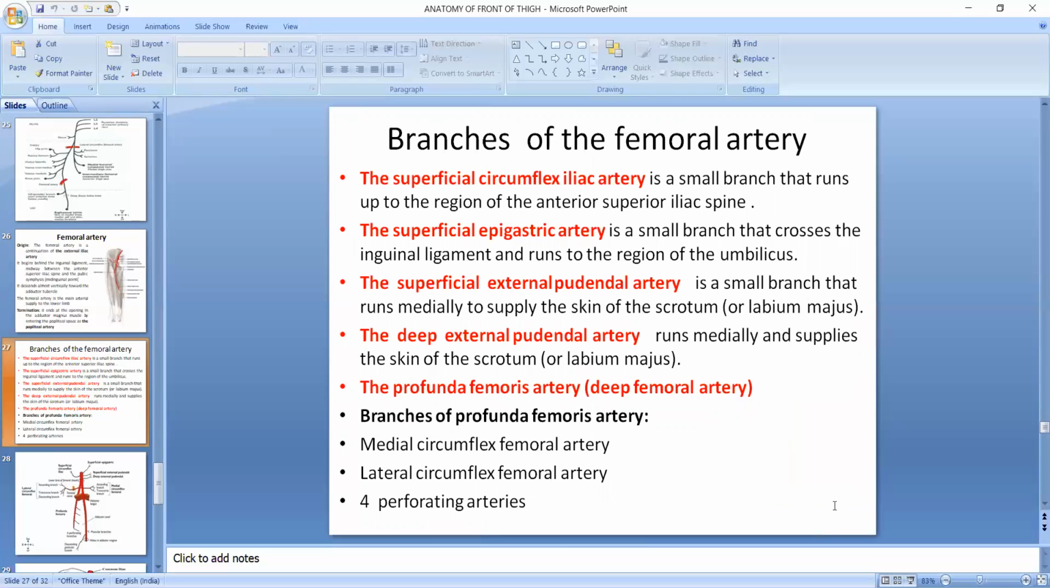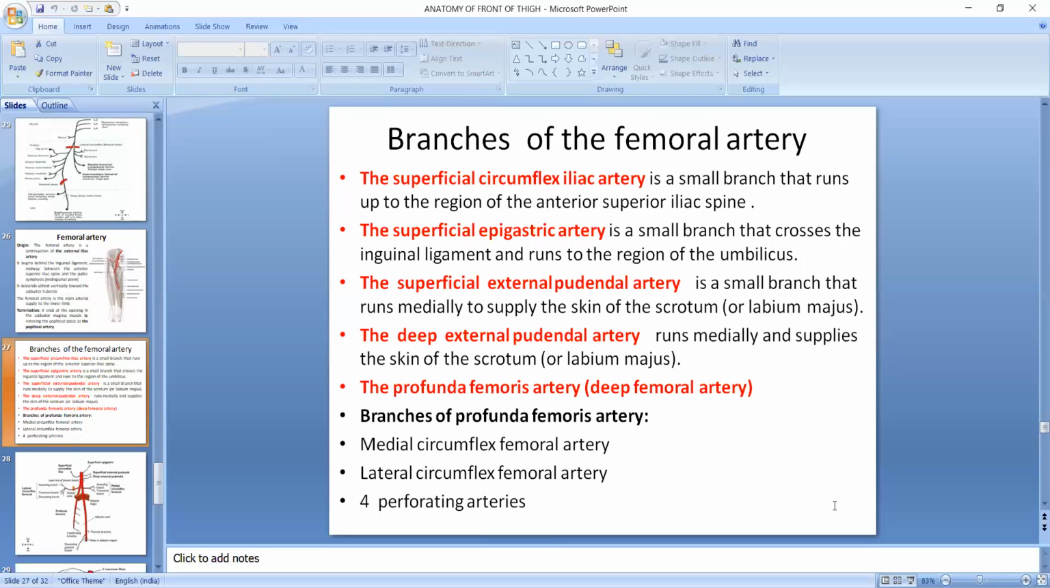The superficial circumflex iliac artery is a small branch that runs up to the region of the anterior superior iliac spine. And the superficial epigastric artery is a small branch that crosses the inguinal ligament and runs to the region of the umbilicus. And the superficial external pudendal artery is a small branch that runs medially to supply the skin of the scrotum, and in females the labia majora.